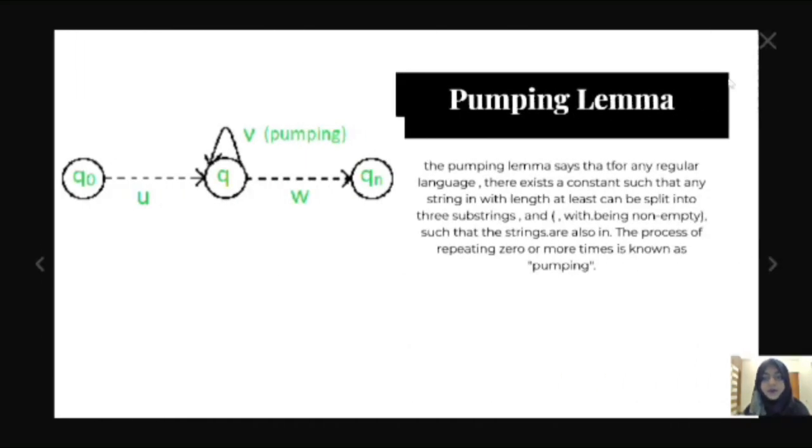Pumping lemma. The pumping lemma says that for any regular language, there exists a constant p such that any string in the language with length at least p can be split into three substrings, where the middle one is non-empty, such that the repeated strings are also in the language. This process of repeating zero or more times is known as pumping.